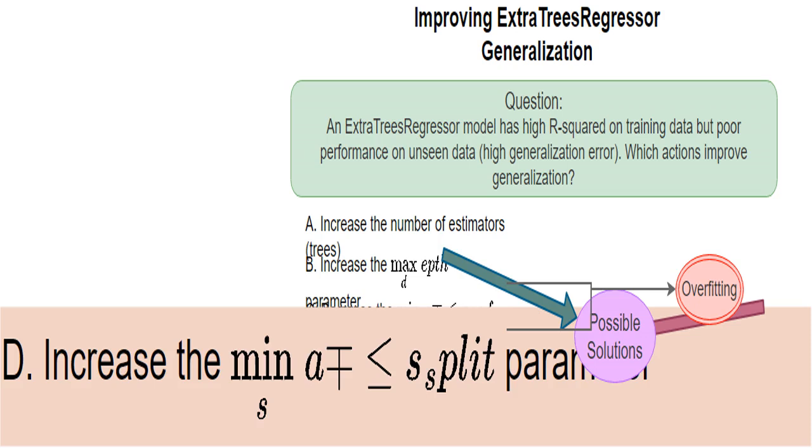This increases the number of samples needed to split a node, forcing the trees to be less complex and less prone to overfitting. This is a good approach to improve generalization, because it reduces the model's sensitivity to the noise in the training data.